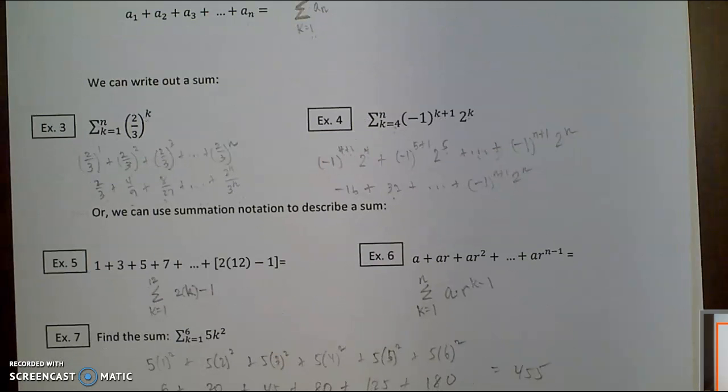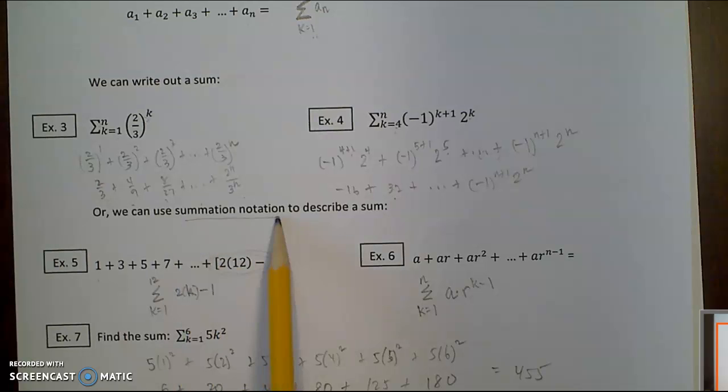Alright, so again, we can use summation notation to describe a sum. So here we see we want to add 1 plus 3 plus 5 plus 7 and so on, all the way out to this term. So sometimes students get a little thrown off and say, okay, what am I supposed to do with this? Why am I supposed to do 2 times 12 to get 24 minus 1 is 23? I mean, you can, but again, we're trying to write just the summation notation.